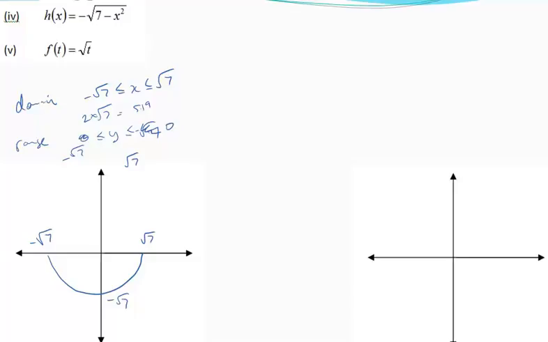And for our final drawing here, we've got y is equal to square root of t. We draw it, it's going to be like this. Here our domain is all t greater than or equal to 0, and our range, our y or our f of t here, also greater than or equal to 0.